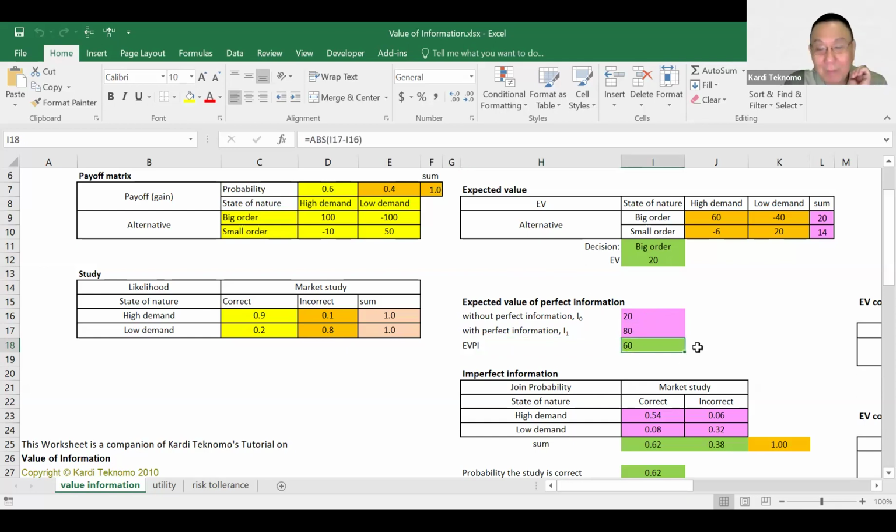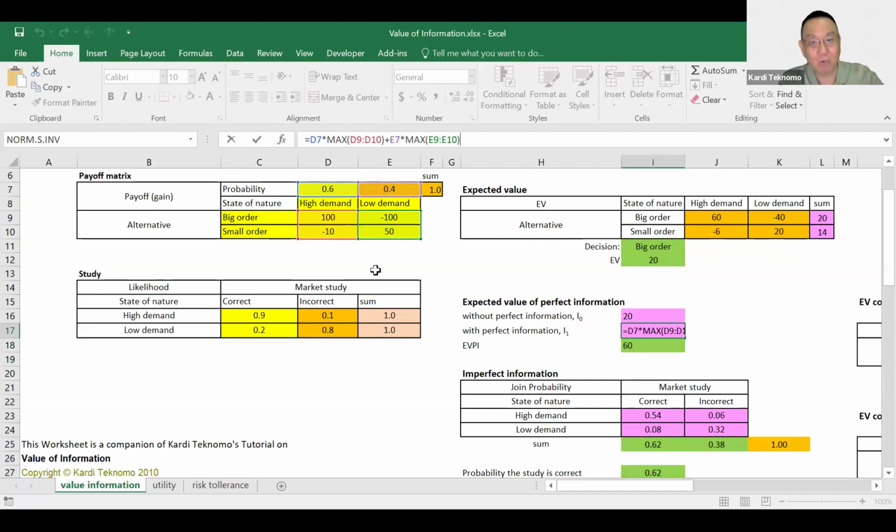So this is the maximum you are willing to pay in order to get perfect information that is 100% sure, either high demand or low demand. The question is how to compute. This one is the same as earlier, so this is easy, just the maximum between the two. Now this one is just from here, from the original payoff matrix: the probability multiplied by the maximum of each column.